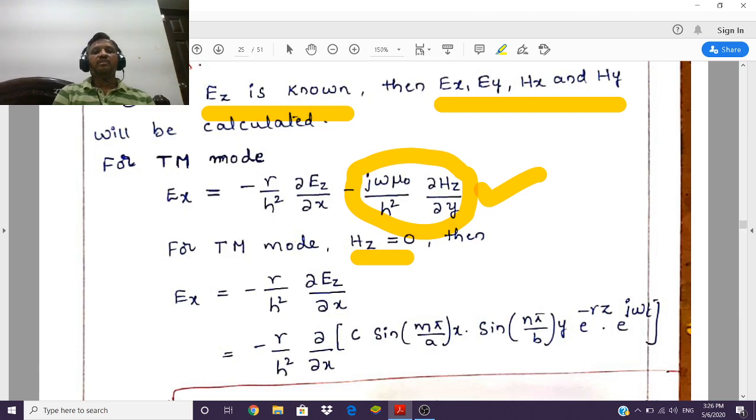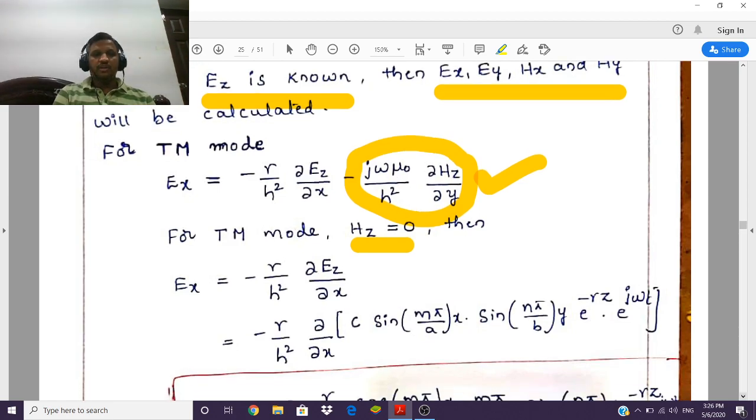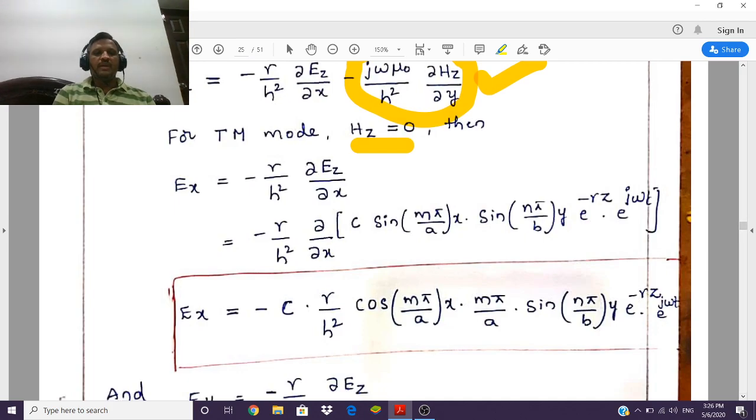Only the second term will be getting cancelled or become 0, and minus gamma by h square into ∂Ez by ∂x will remain. That Ex, which we know, you substitute here, which will become Ex is equal to minus gamma by h square into ∂Ez by ∂x, where Ez is C into sine(mπ/a x) into sine(nπ/b y) into e^(-γz) e^(jωt).